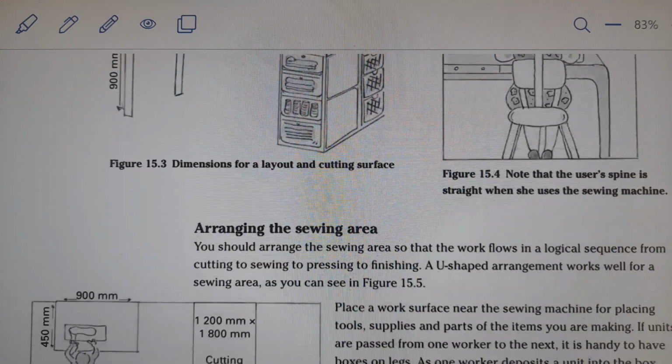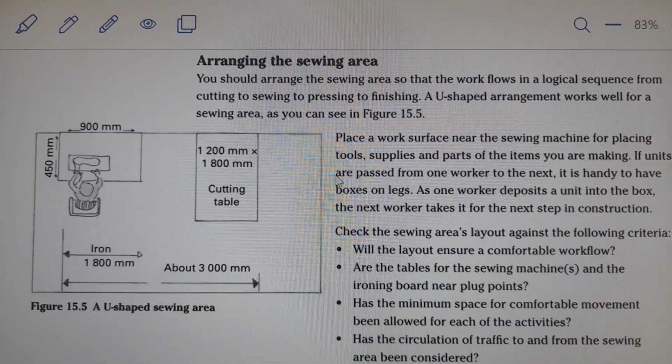Now, how do we arrange a sewing area? You should arrange a sewing area so that the work flows in a logical sequence from cutting to sewing to pressing to finishing. A U-shaped arrangement works well for a sewing area. Okay, a triangle is for the food production, and the U-shape is for the sewing area. Place the work surface near the sewing machine for placing tools, supplies, and parts of the items you are making.